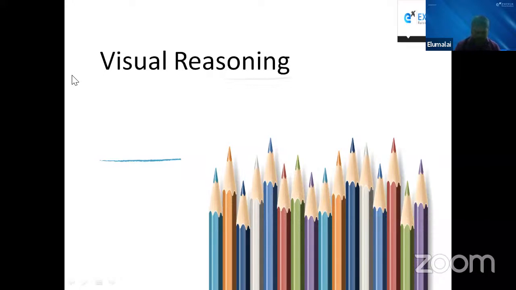Right. In the end, we are going to discuss visual reasoning. Actually, visual reasoning is an important topic. Here, like mirror image, water image, embedded images, then figure series. Everything comes under visual reasoning. We will discuss one by one.